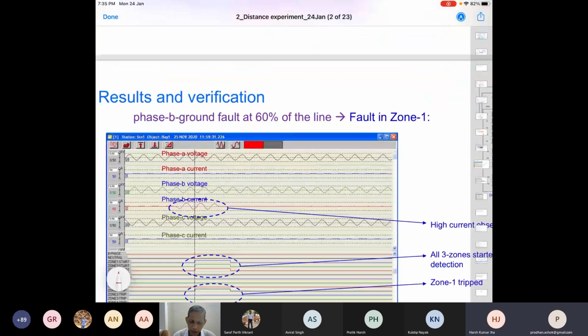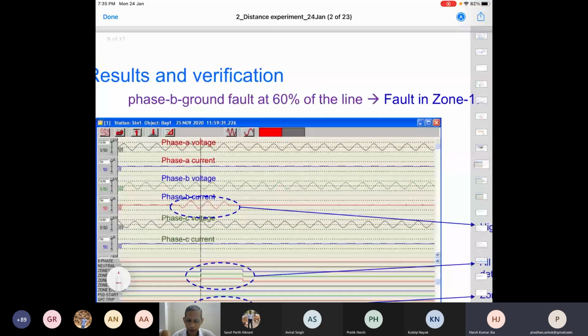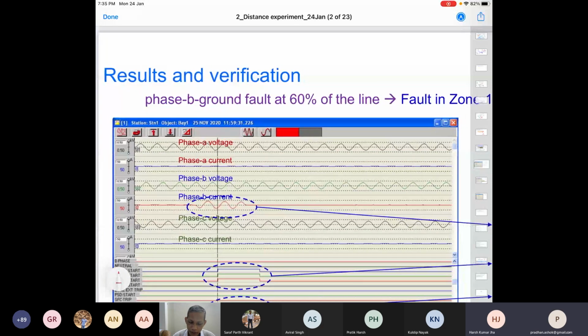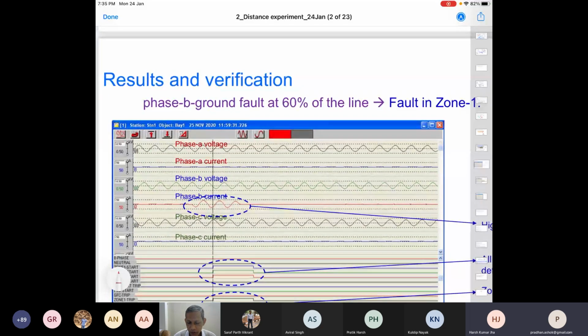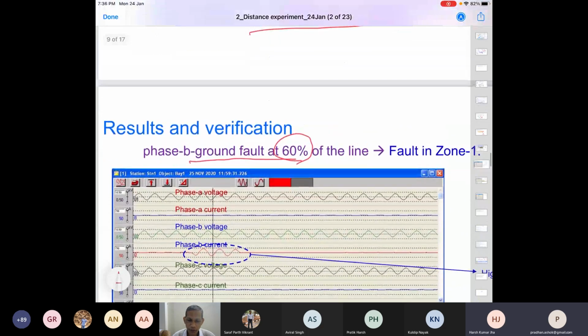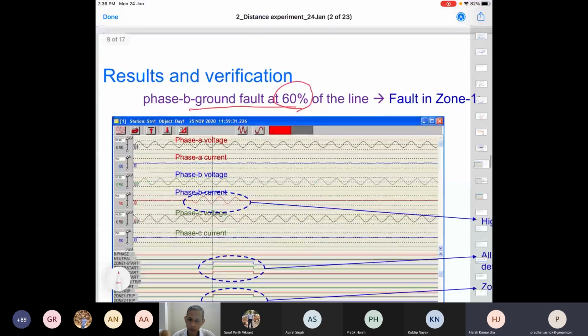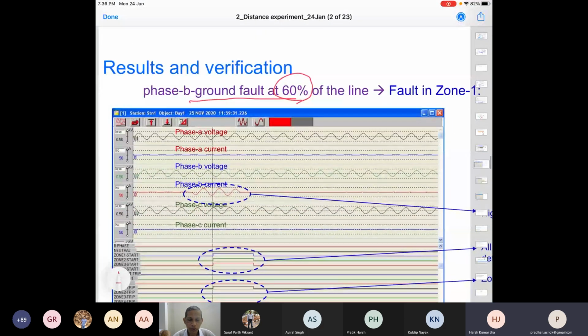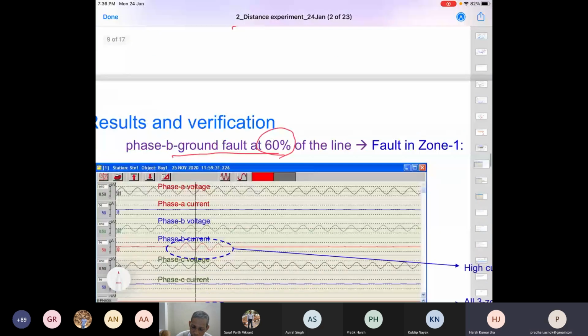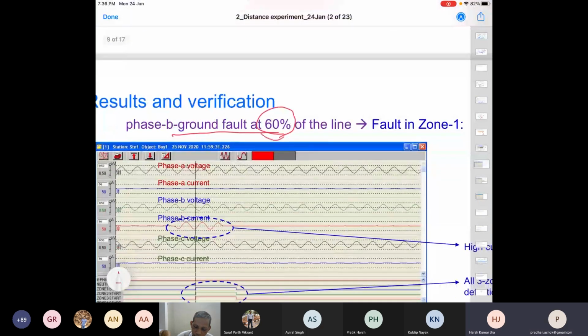Now further, this is the beauty of the numerical relay perspective, because you can store the data and see the oscillogram. So this phase B to ground fault created a fault at very close to 60% of the line, because we saw around 24 ohm as compared to 30 ohm, 28 point something, the total impedance of the line. And the fault impedance happens to be 60% creation.